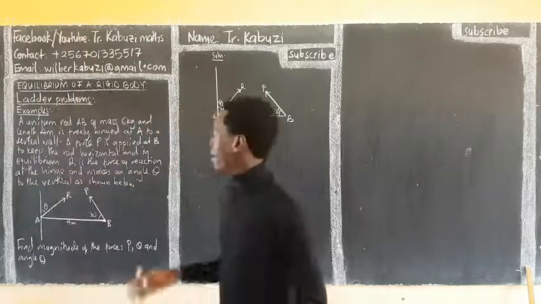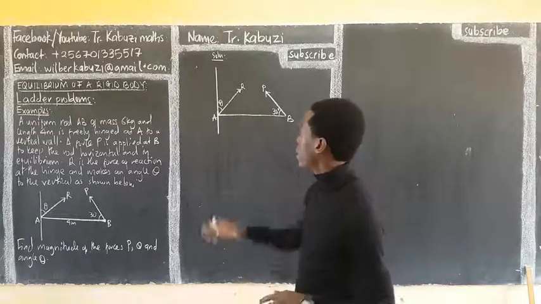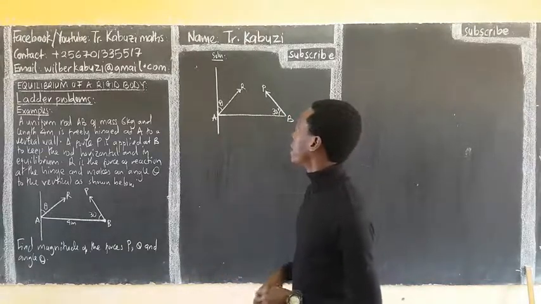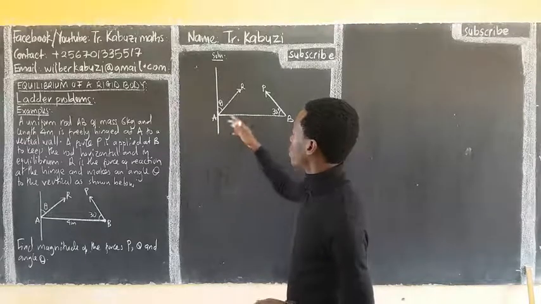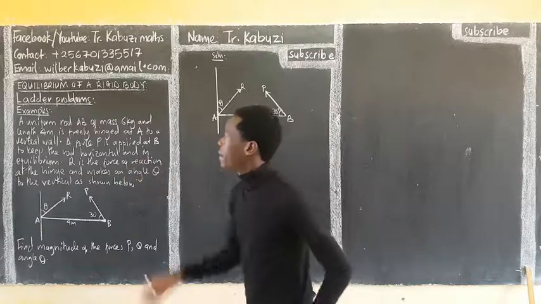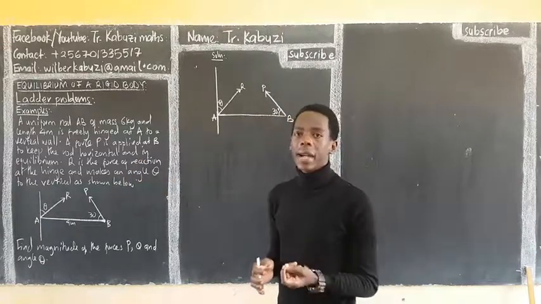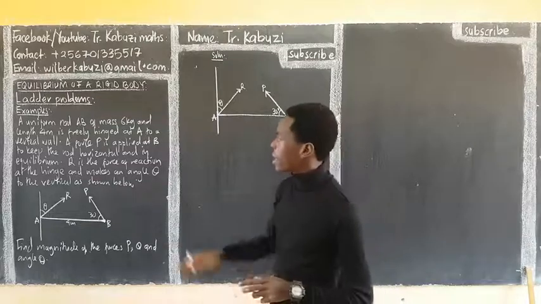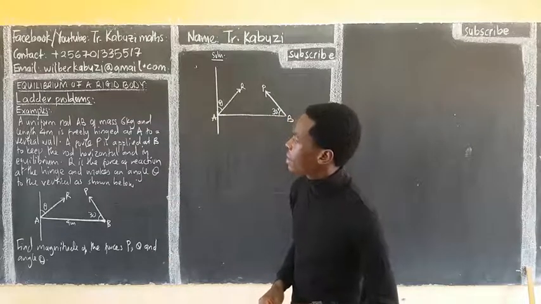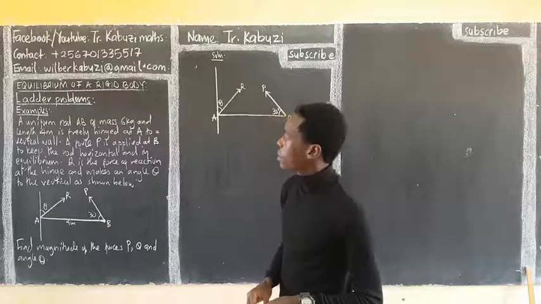Okay, members, now let us turn to example 2, where you can take the reaction at one angle as you see there. One reaction makes an angle theta with the vertical. So a uniform rod, whenever you hear uniform rod, it means that the weight is going to act at the midpoint of that rod, of 6 kilograms and length 4 meters, is freely hinged at A to a vertical wall.